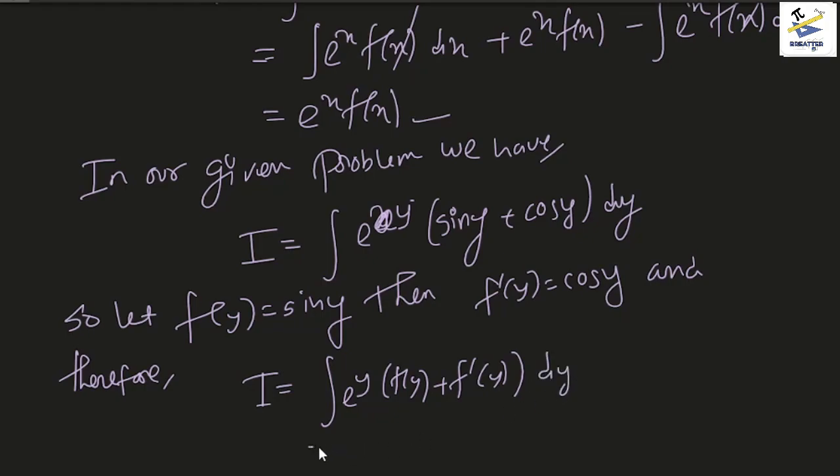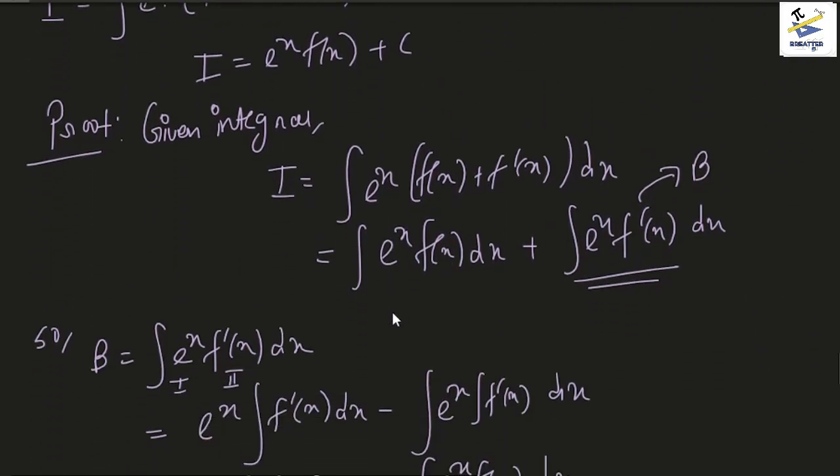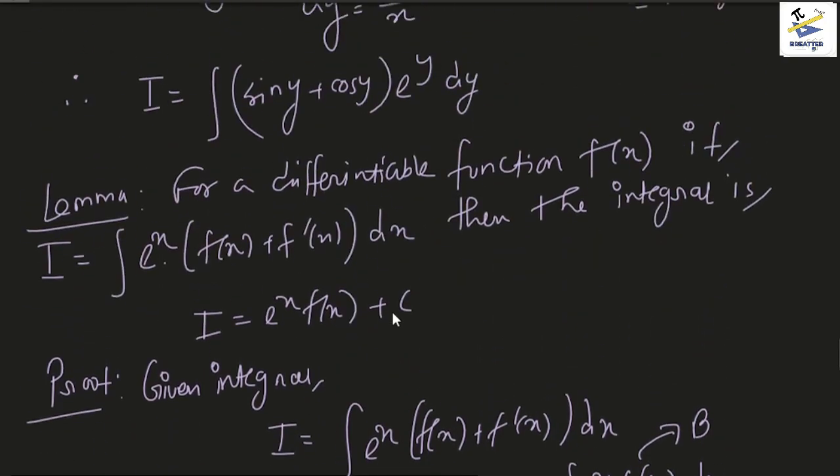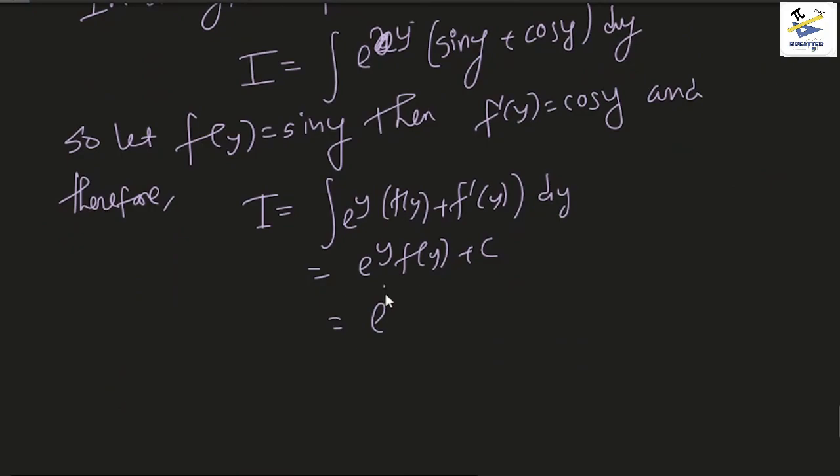And from the lemma we see that this is basically equal to e to the power y into f of y plus c. Putting back y, we get e to the power, and what was y again? Y was log of x, right? So we get e to the power ln x into f of ln x plus c. Now e to the power ln x is just x, and f of ln x is just sine of ln x, plus c, which is the answer to our integral.